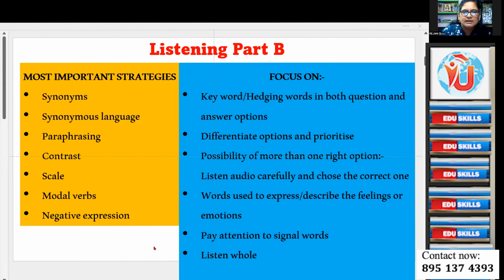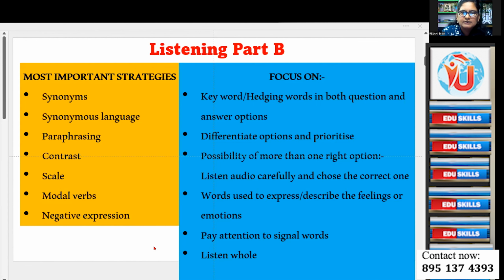In the listening, if we are trying to get the same words in the question or answer option, we may not get it. So we have to understand what the meaning is, and we have to listen to the audio. And another important strategy in listening is contrast word. As it is very important in the reading, it's very important in listening too. After the contrast word, what they are telling or explaining in the audio, if any option is matching with that, it may be the answer.